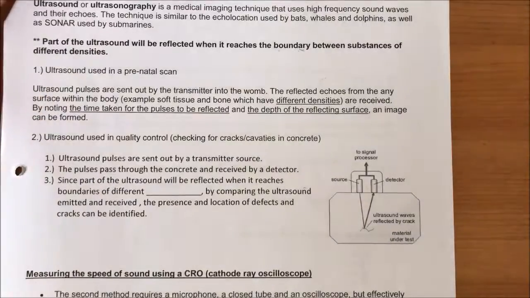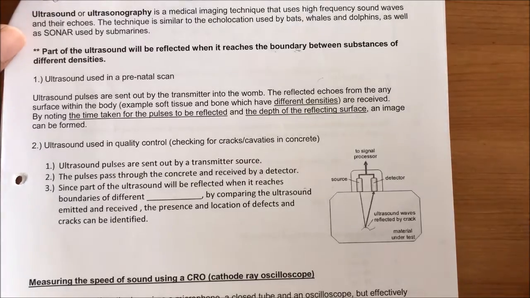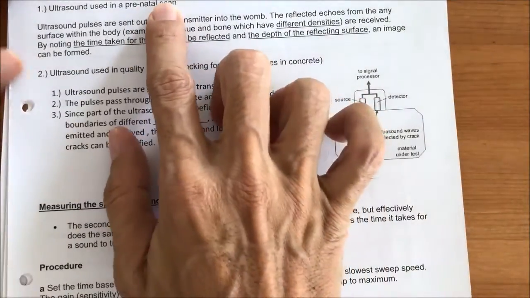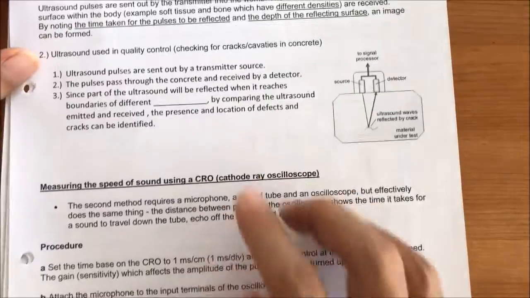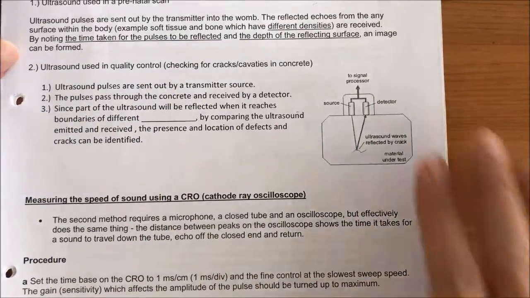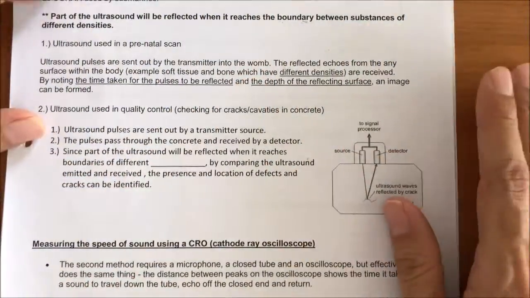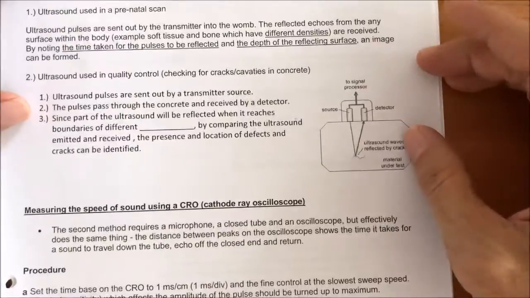Then you need to know the uses of ultrasound. For combined science, you just need to know some uses. For example, prenatal scan, quality control, even to find the speed of sound. That's for combined science. You don't need to know all these details, I didn't even teach you this. But for pure physics, you need to know this because they do ask you.